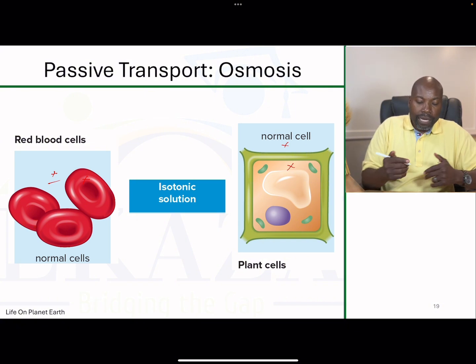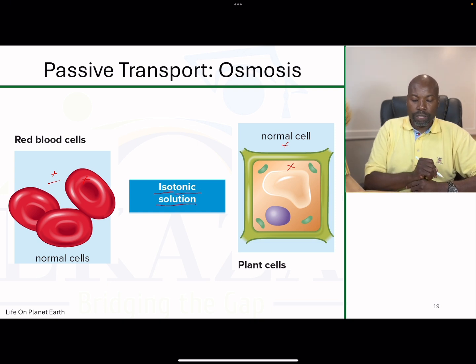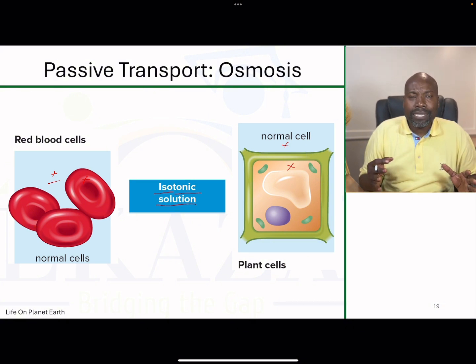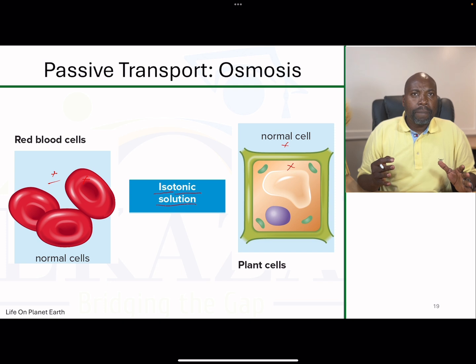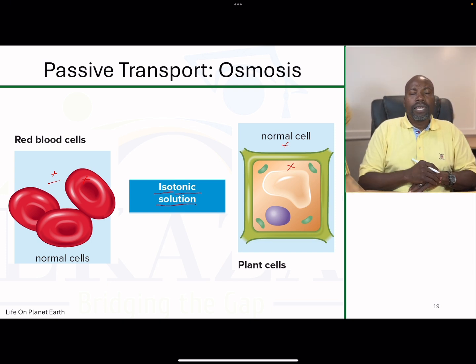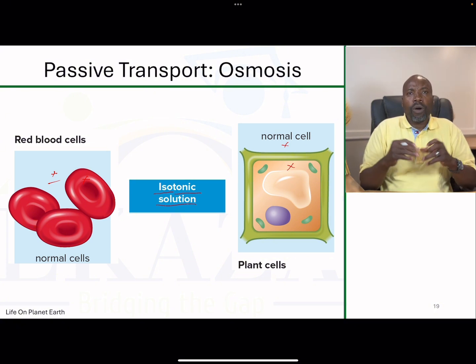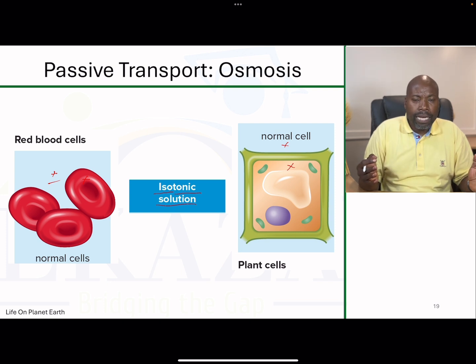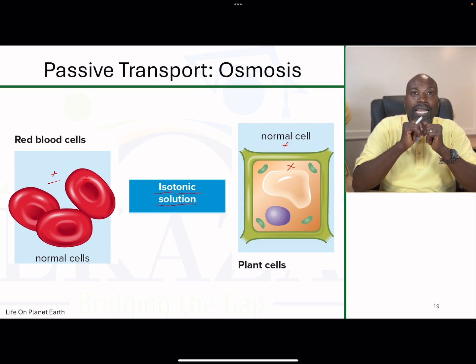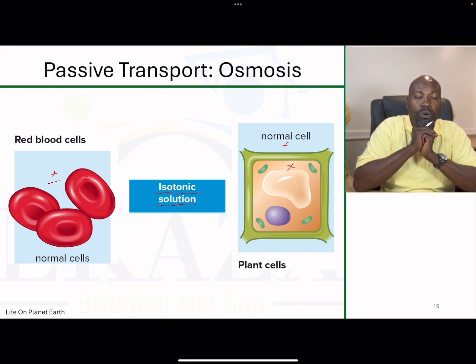The cells want to be in an iso, meaning equal tonic concentration, in the solution, all right? So now, the cell is not always in an isotonic environment because guess what? You always have salt, you have amino acids, you have sugars that are always either inside of the cell or outside of the cell or both, right? But we do know for sure that these chemicals cannot freely cross the plasma membrane. Water molecules are the ones that have to cross the plasma membrane.